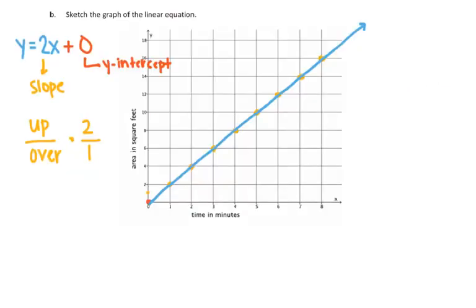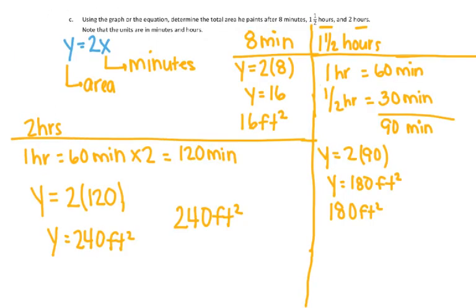So that's why I was able to sketch the graph of my linear equation so easily, because I knew that my y-intercept was 0, but also that my slope was 2. So I was able to go up 2 units and to the right or left 1 unit, and in this case to the right 1 unit because it's positive. And then in this situation, they gave me some information and I was able to plug it into my equation because I knew that y was area and x was minutes. So I was able to convert from hours to minutes and then plug those minutes into my equation.